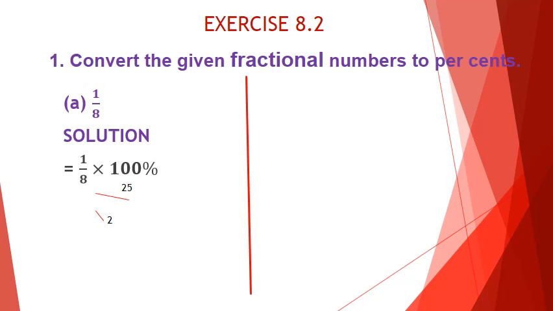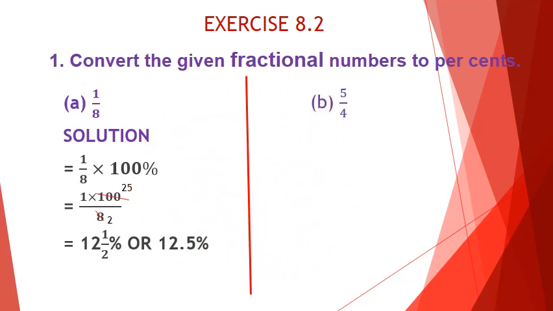Multiplied by 100. In 8 and 100, 4 is common. So you can cancel 8 and 100 by 4. So the numerator becomes 25 and the denominator becomes 2. That means 25 upon 2 percentage, that can be written as 12 integer 1 by 2 percentage or 12.5 percentage. Is it clear? Then we move to the next question.